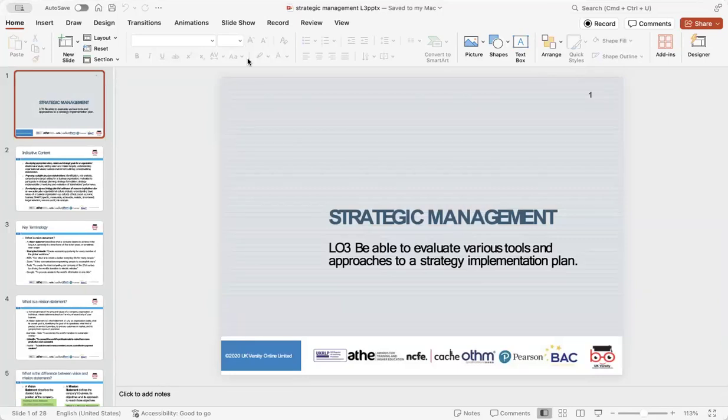Okay, our today's session is evaluating various tools and approaches to strategy implementation plan. This is our third lecture of the strategic management series. In our today's lecture, we will discuss evaluating tools and approaches for implementing a strategy plan. This topic is very important for ensuring that strategic goals are effectively realized through well-planned and executed strategies.